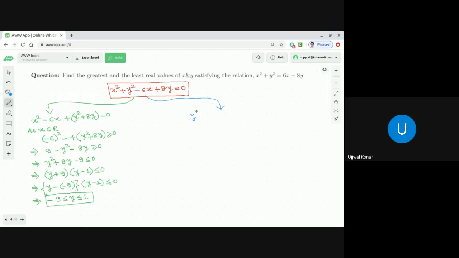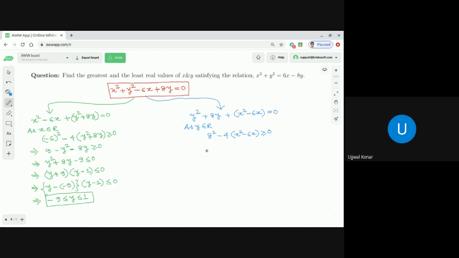So if we write this, it will be y square plus 8y plus x square minus 6x is equal to 0. Now as y belongs to R, the set of real numbers, definitely the discriminant of this quadratic equation in y must be greater than or equal to 0. Correct or not, dear students? So what is the discriminant? It is 8 square minus 4 into 1 into (x square minus 6x) is greater than or equal to 0.